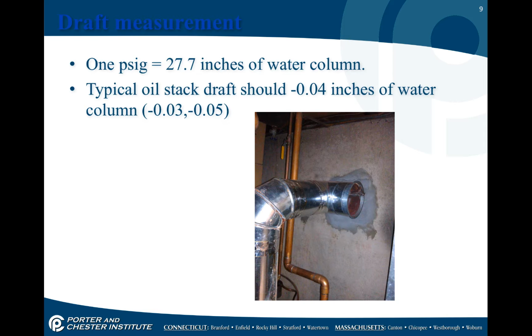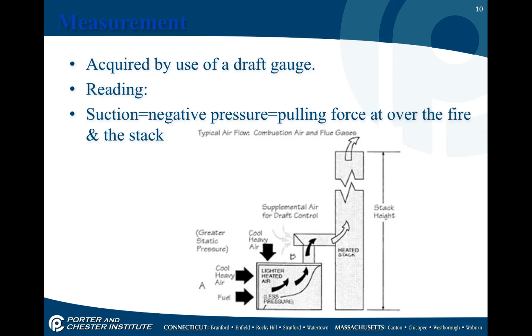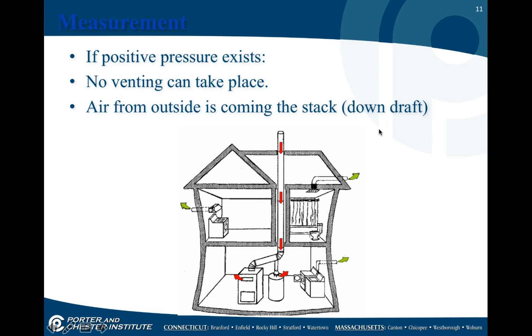We want to make sure we keep the products of combustion inside the space of the flue pipe. We measure draft by using a draft gauge. It's a negative pressure. It's a pulling force over the fire. So this flue draft, this heated draft that's caused by the heated air getting into the chimney, pulls new cold air in. So we always have a constant flow of air into the furnace, up the chimney, and out to the outside environment.